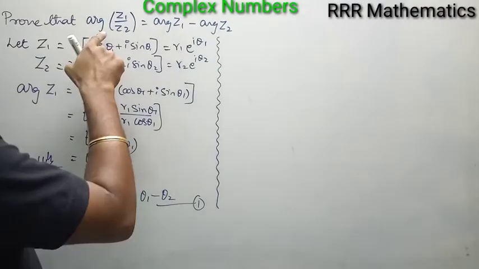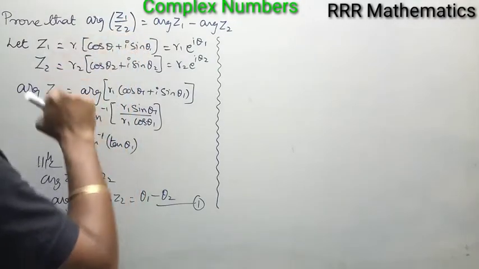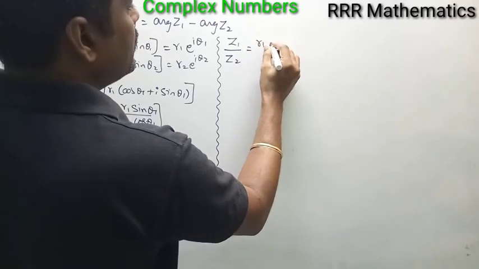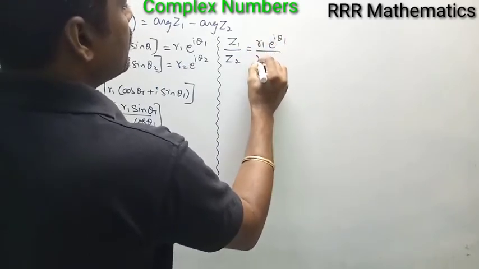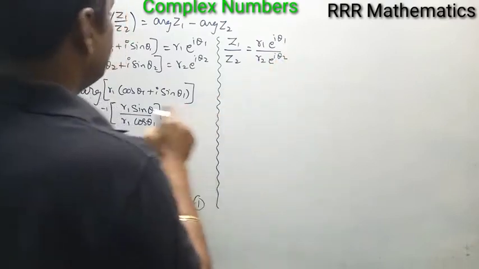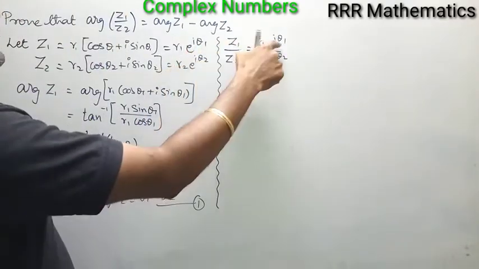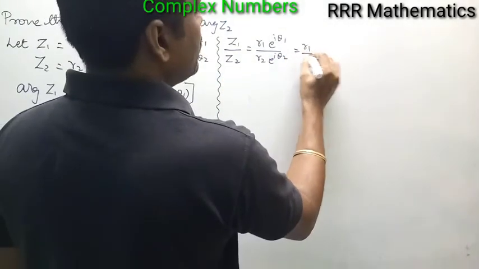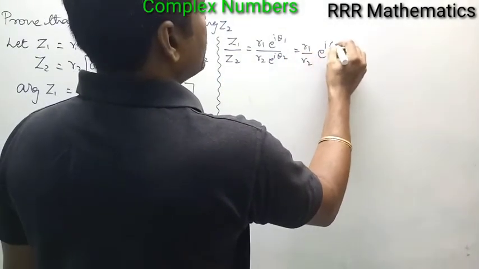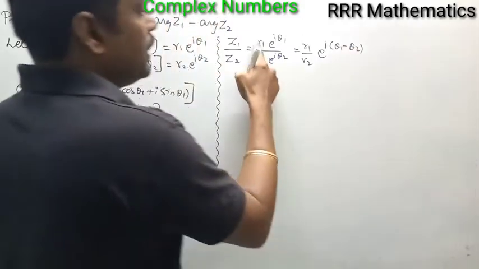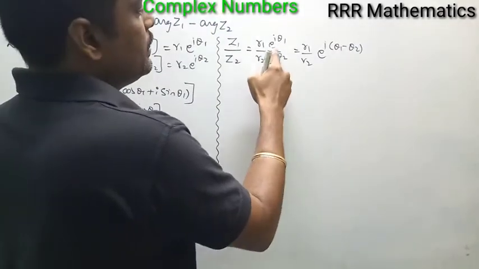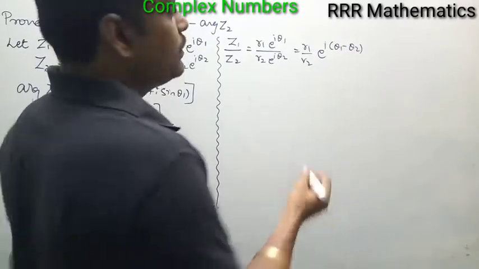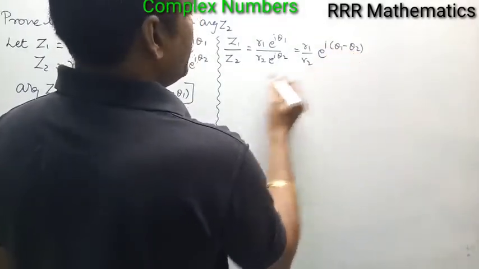For the left hand side, find out the argument of Z1 by Z2. First find out Z1 by Z2. What is this? r1 e power i theta 1 divided by r2 e power i theta 2. It will be r1 by r2 e power i theta 1 minus theta 2. When this e power i theta 2 comes to the numerator, it becomes e power minus i theta 2. So I can take i as common, theta 1 minus theta 2.